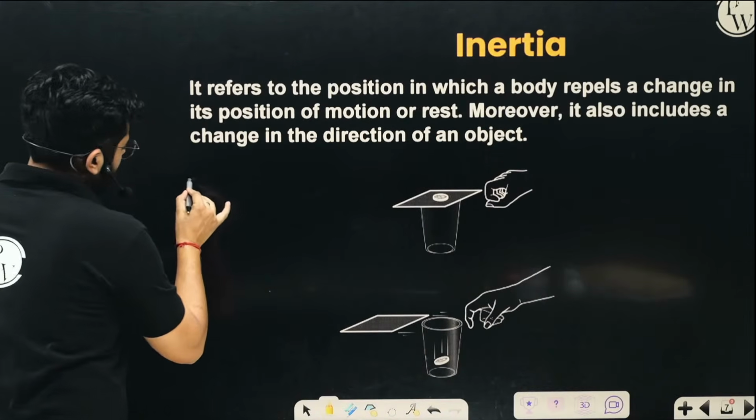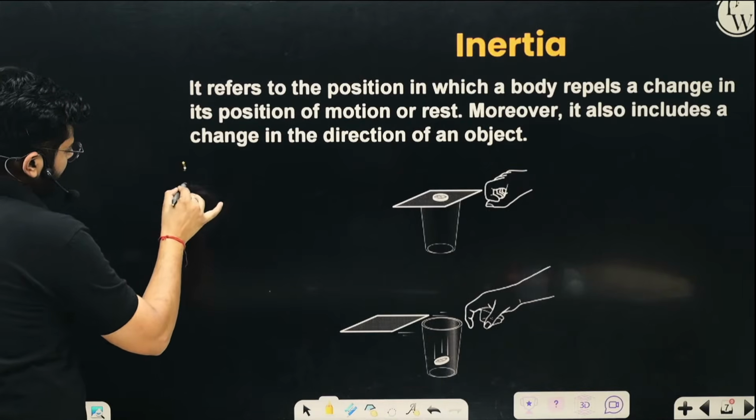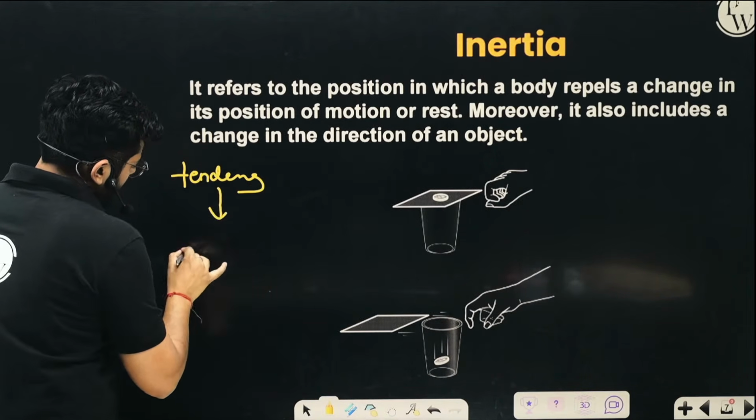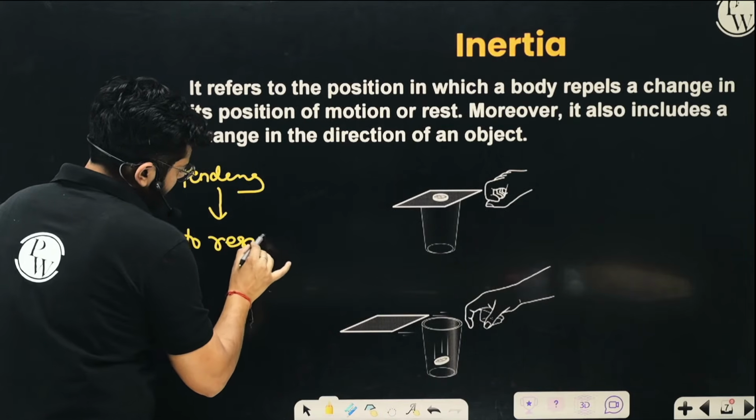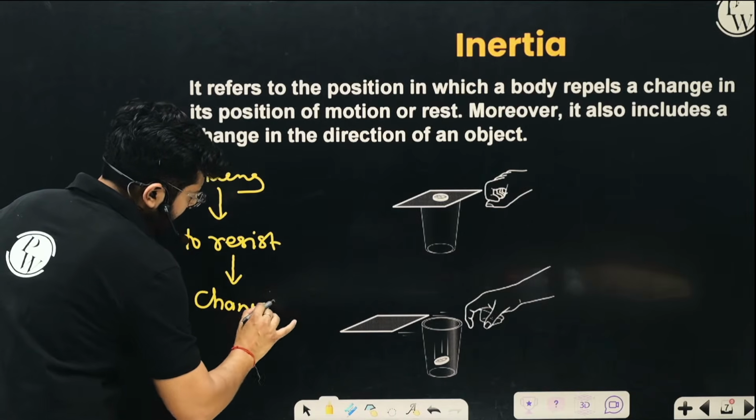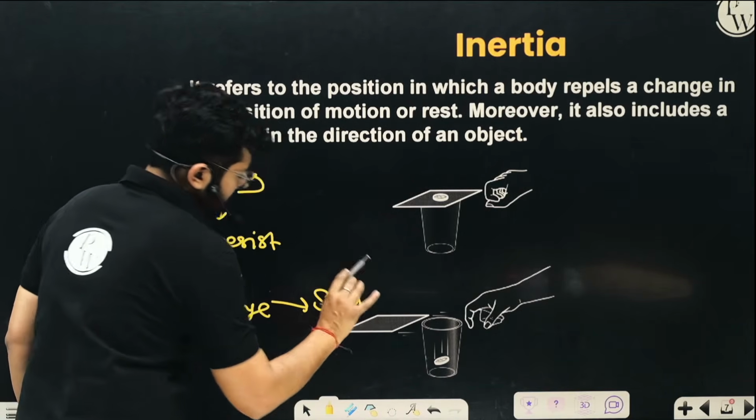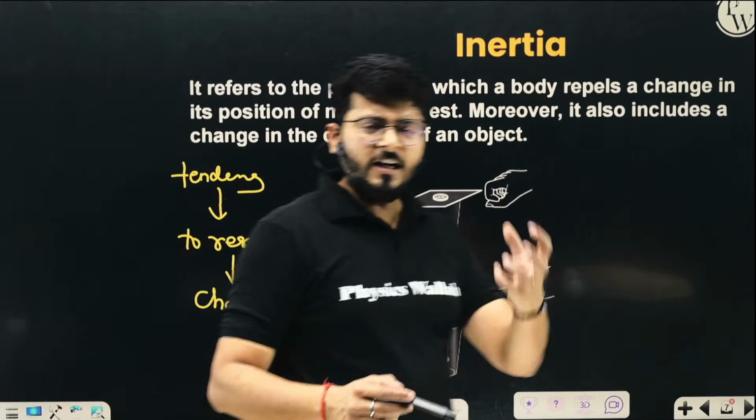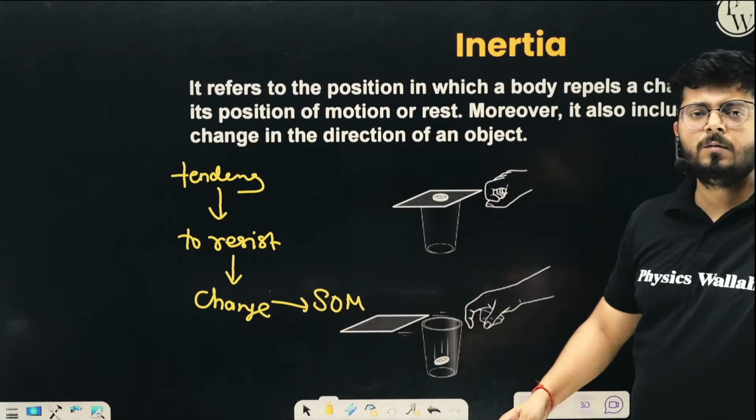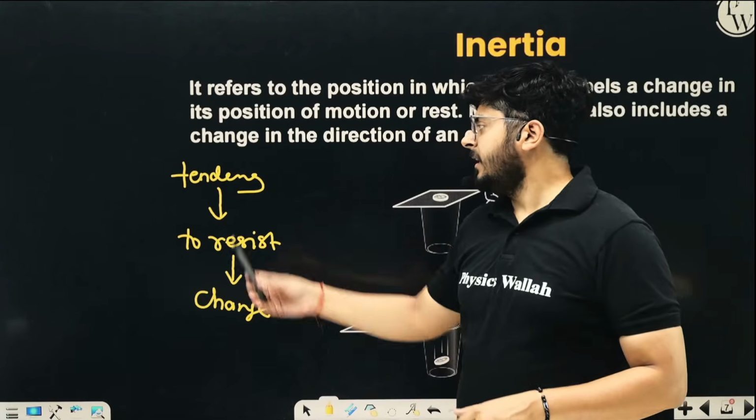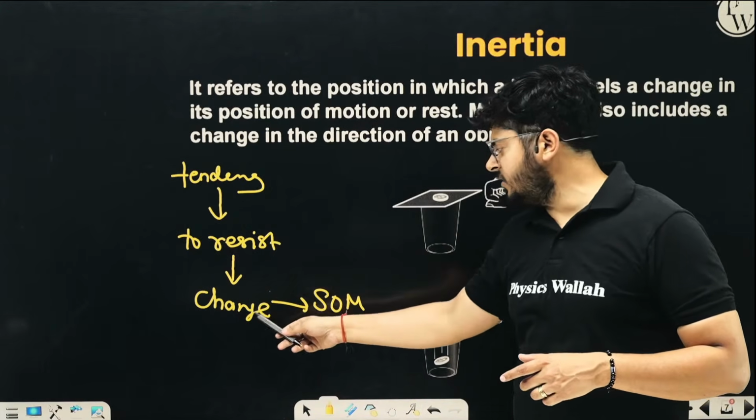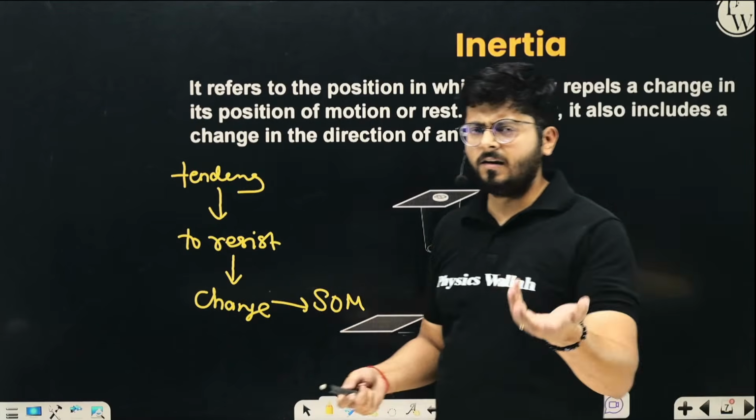So see, inertia is the tendency of a body to resist any change in its state of motion. Inertia is basically the tendency of every single body that has mass. Inertia is the tendency of every single body to resist any change in the state of motion or rest, basically.